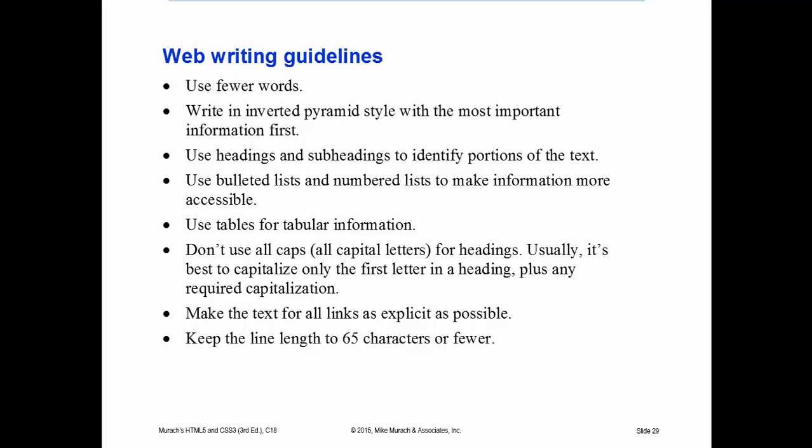Again, use fewer words. Write in inverted pyramid style. In other words, go from most important to least important. Use headings and subheadings to define where you are. Use bulleted lists to make information more accessible. Use tables, but only use tables for tabular information. Don't use tables to center things or whatever, because that's just dumb. Don't use all caps for headings. Make the text for all links as explicit as possible. Don't have click here links. Explain why you want them to click there. We already mentioned to keep the line length to 65 characters or fewer. All right.